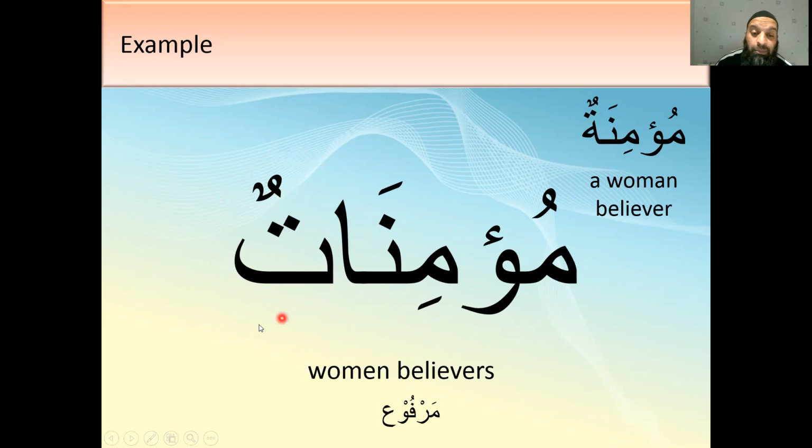What would it be in the mansub case? Have a look at your table. Fantastic. Mu'minatin. Yes, fantastic. Mu'minatin. Excellent. Okay, so it's important to learn this template.